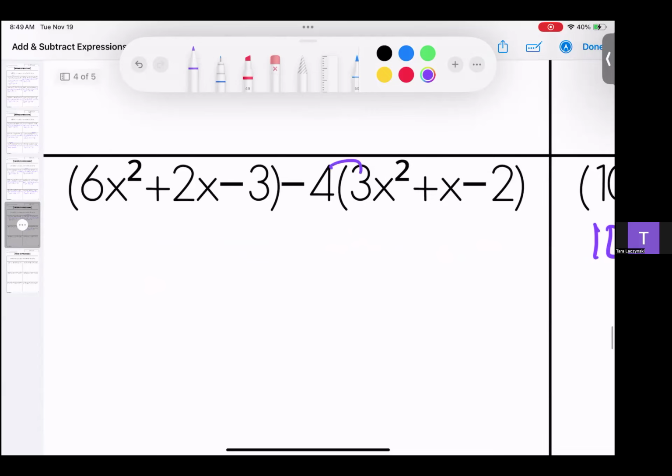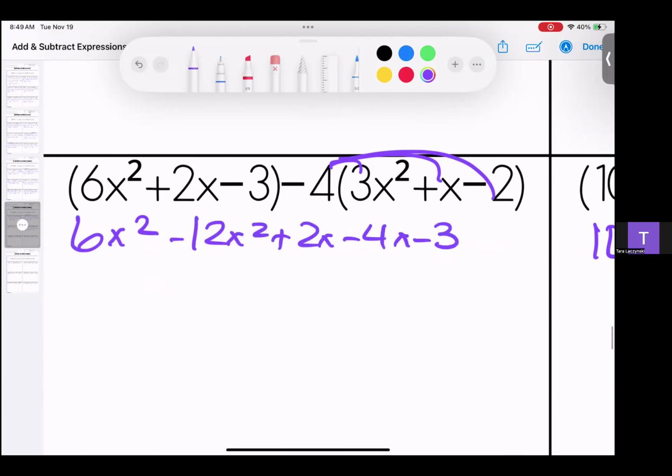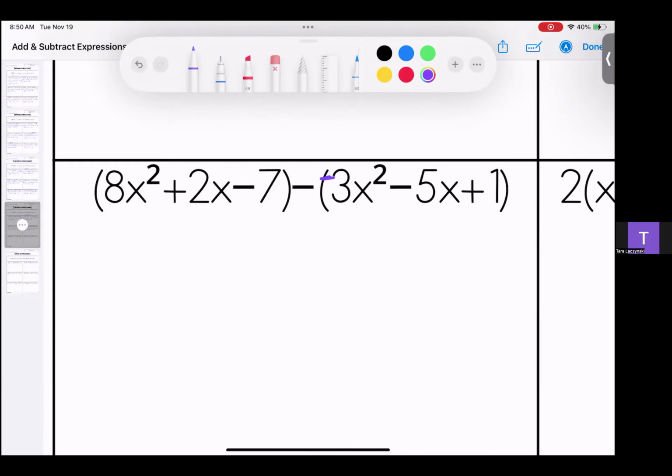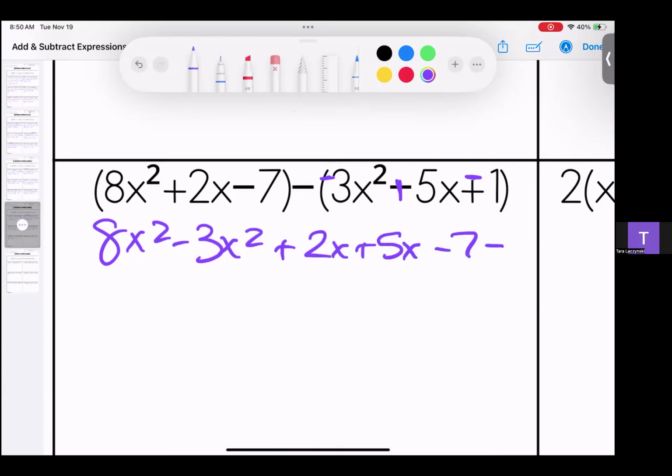Over here, sharing out the sign and the number. So 6x squared minus 12x squared plus 2x minus 4x minus 3 minus 8. So we have negative 6x squared, negative 2x, negative 11. Change out the sign, like multiplying everything behind by a negative 1. 8x squared minus 3x squared plus 2x plus 5x minus 7 minus 1. 5x squared plus 7x minus 8.